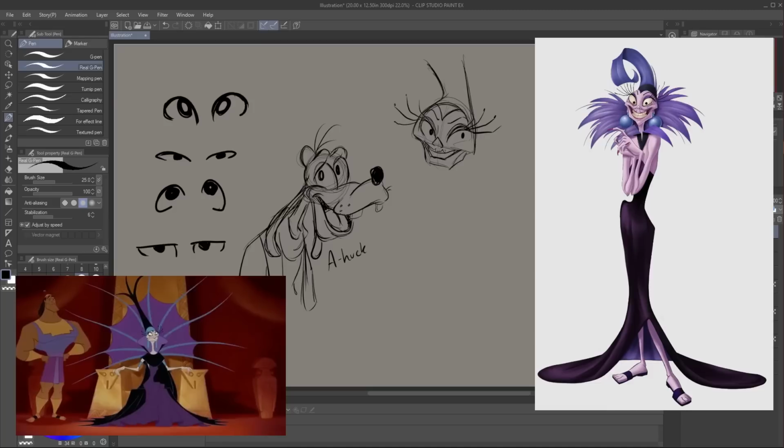But here's where we get the real flair of this design, and that's in her costuming. Yzma wears big, expressive headpieces. She's a diva, and we know this just by looking at the kinds of outfits she wears.